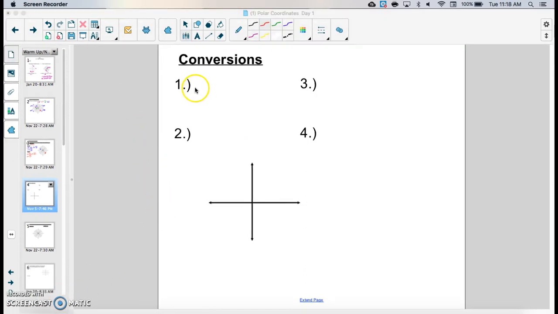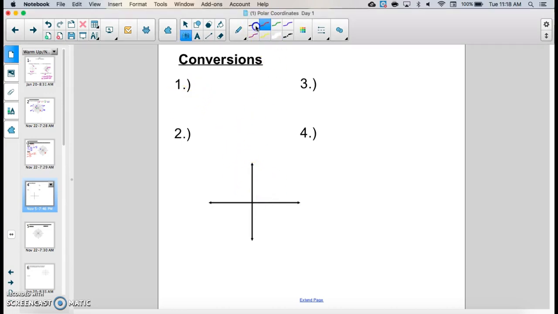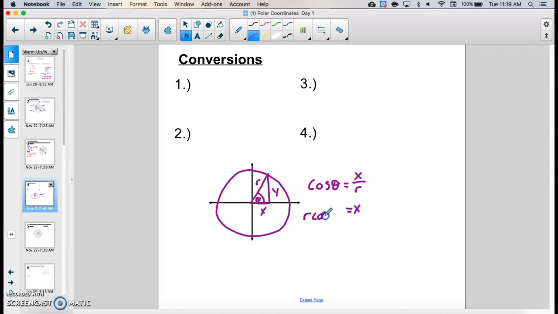Another aspect of polar is we're going to be converting between rectangular and polar. So if we were thinking just like a normal circle, so we have a unit circle and we have a triangle on the unit circle. We know that this is our x value, this is our y value, and this is my radius, my r, and there's my theta. So if I wanted to find cosine of that angle, cosine is adjacent over hypotenuse, so x over r. So if I wanted to get x by itself, I'd have x equals r cosine theta.